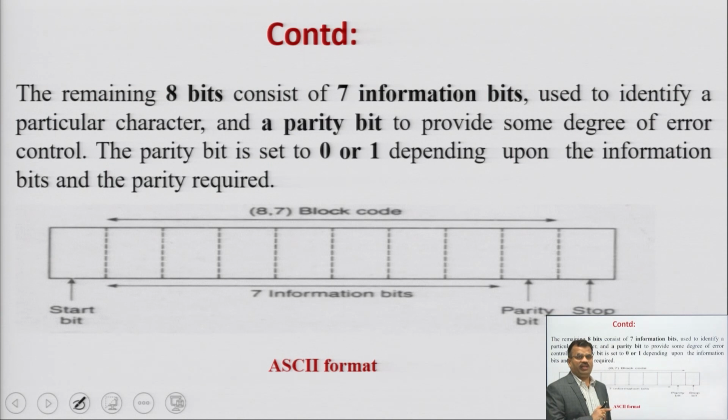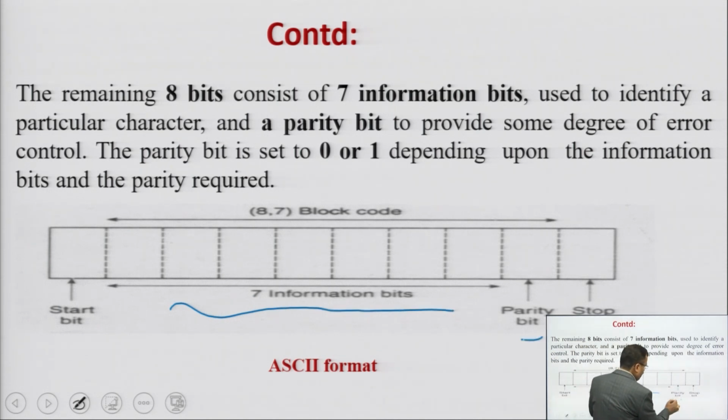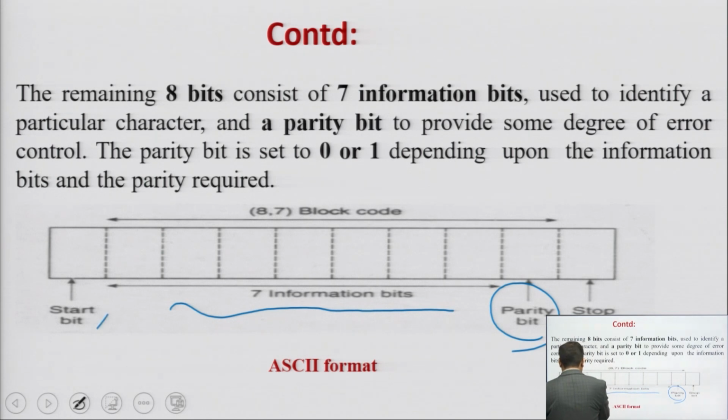Now, by this diagram we can understand: here are 7 information bits and 1 parity bit, because it is a single parity check code, and initially start and stop bits, which are for starting and ending our code. So, what I told you in the last PPT is clear in this diagram of the ASCII format, in which we can represent the 8,7 single parity check codes.